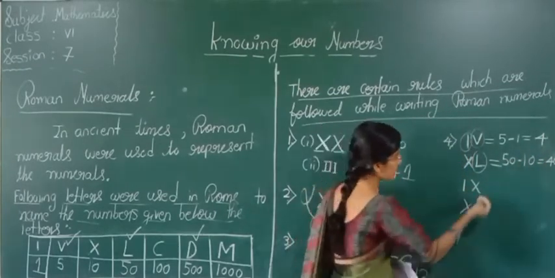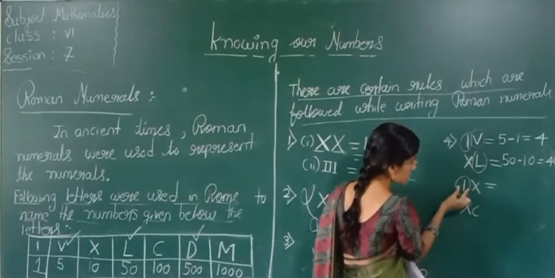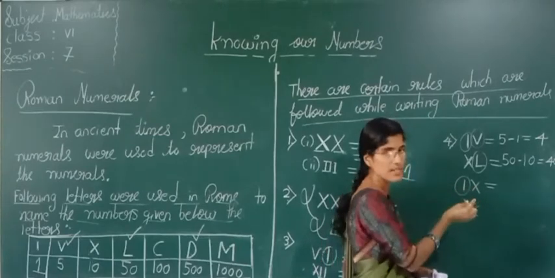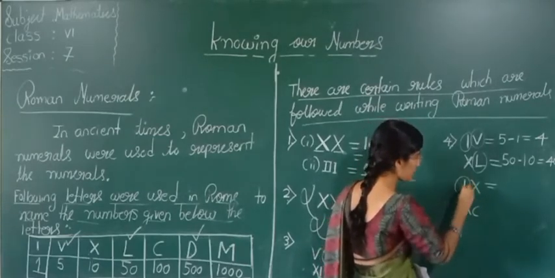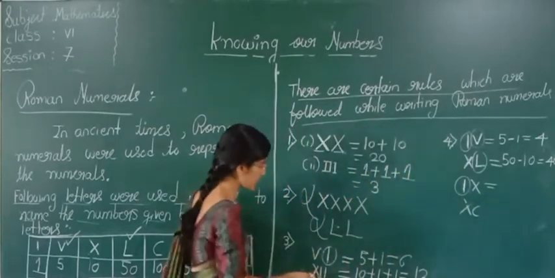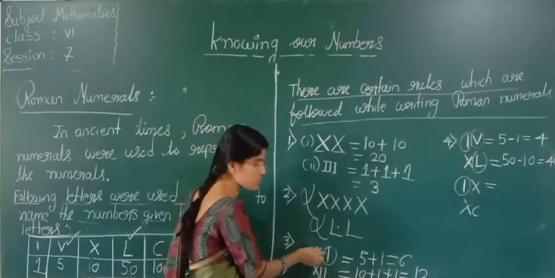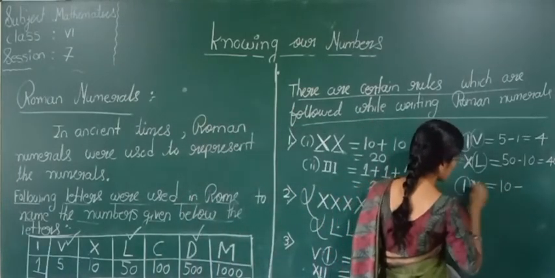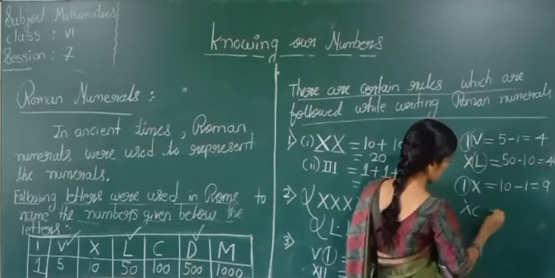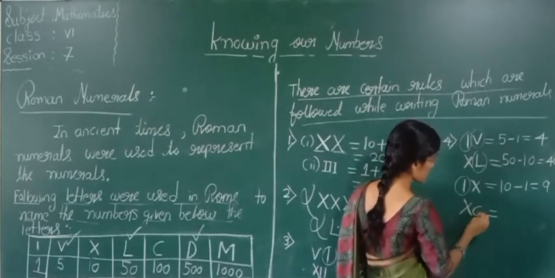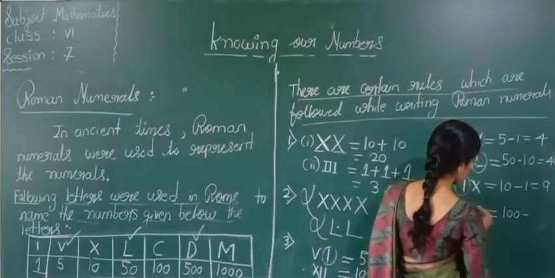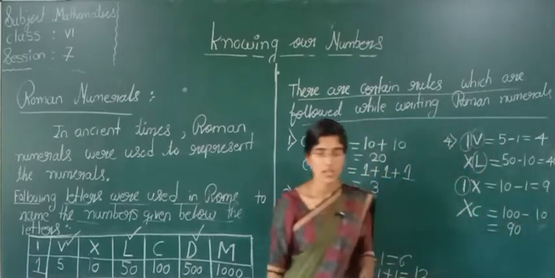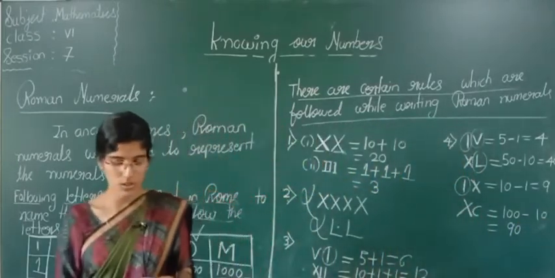Now here also same, a smaller value is written to the left of a larger symbol, then its value is subtracted. One easy hint I will give: if you write it on the left, you have to subtract. If you have written a smaller value to the right, you have to add. Now see here, X means 10 minus 1 is 9. And here, C is nothing but 100 minus X, which is 10. 100 minus 10 is 90. This is nothing but the fourth rule.